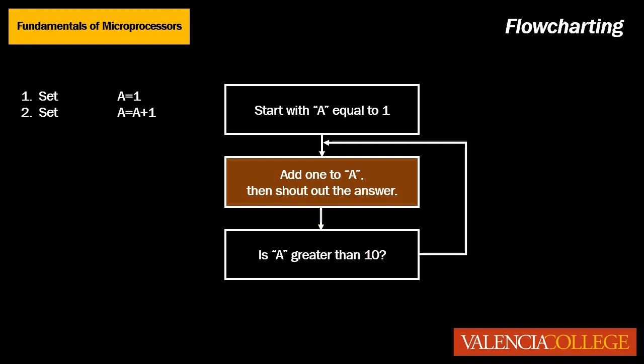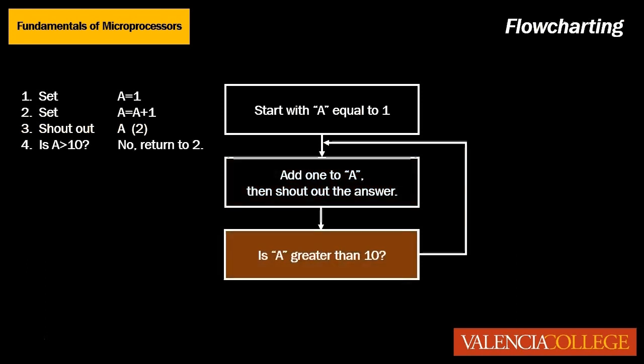A plus 1 is 2. So we store the value of 2 in A. Third, we shout out the current value of A, which is 2. Fourth, we ask the question, is A greater than 10? Since A is 2, it's not greater than 10, and we return to step 2 and repeat.